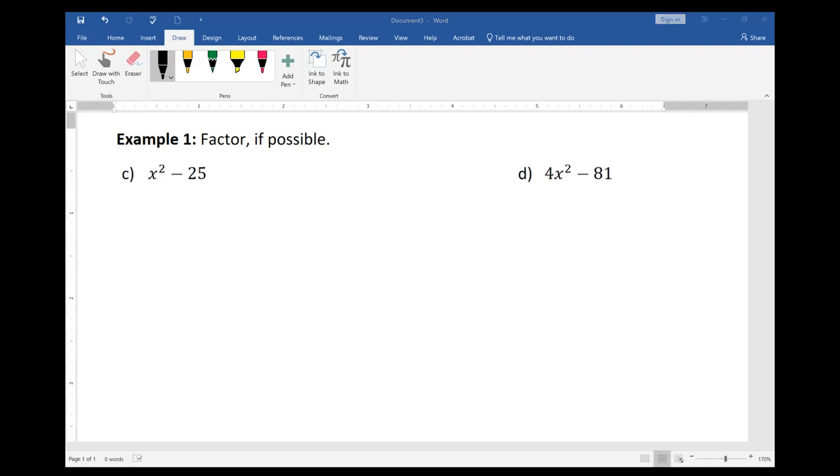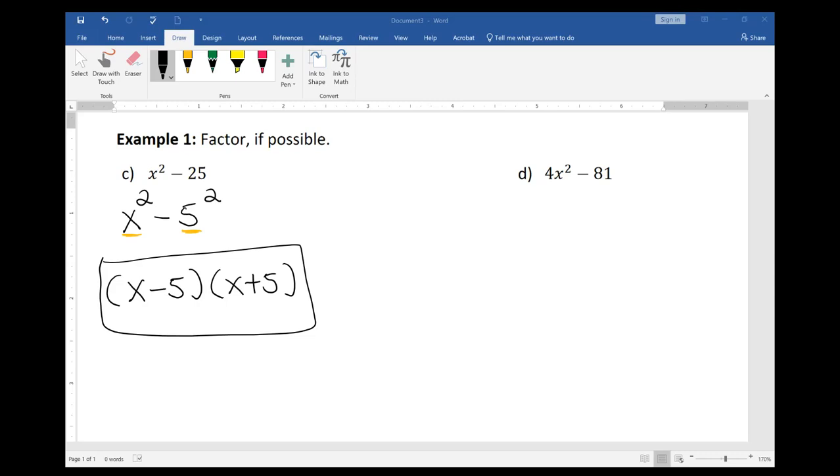Example 1c, factor if possible, x squared minus 25. Let's begin by identifying our perfect squares. So x squared, and 25 written as a perfect square will be 5 squared. Now that we have identified our perfect squares, we'll write our binomials. So our binomials here will be x minus 5, x plus 5.